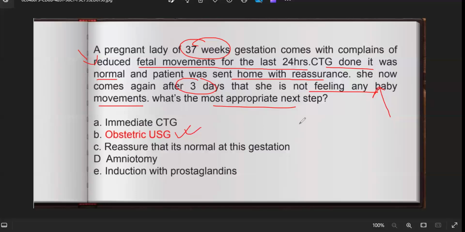Now, if there is no fetal heart rate, and there was an option of taking the fetal heart rate by Doppler, that would be the first thing. Okay.